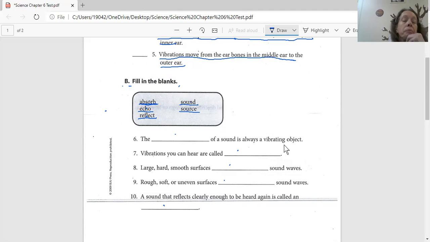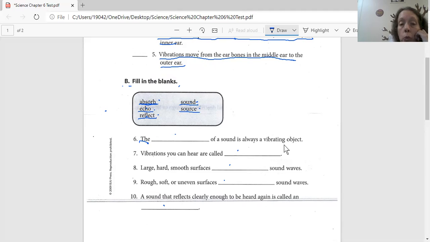All right? So, number 6 says, the blank of a sound is always a vibrating object. The absorb of a sound, the echo of a sound, the reflect of a sound, the sound of a sound, or the source of a sound? Put the correct word in this blank.